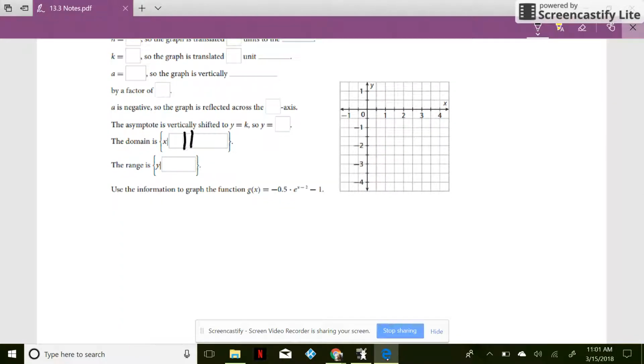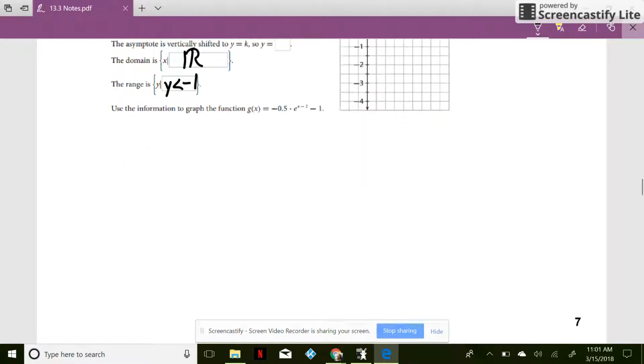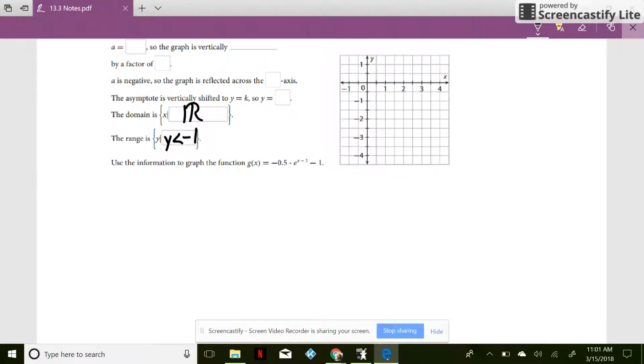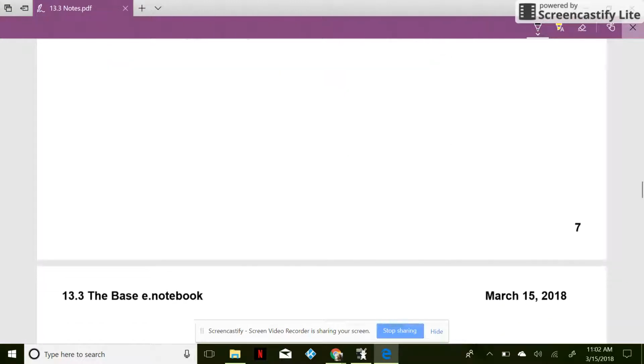Domain is going to be all real numbers. Range, we did reflect, so y will be less than the asymptote at negative 1. So asymptote was at negative 1. We had a coordinate at (2, -1.5), and then 3, and looks like that point is somewhere around close to negative 2.5. So the function would look something like this when you graph it in your calculator.